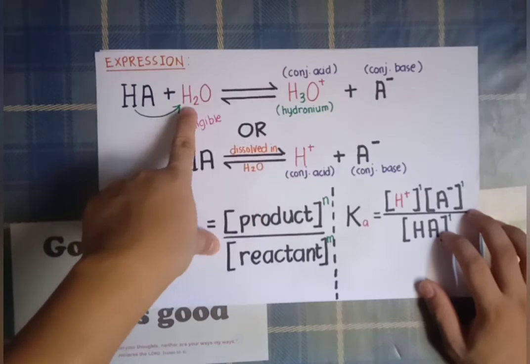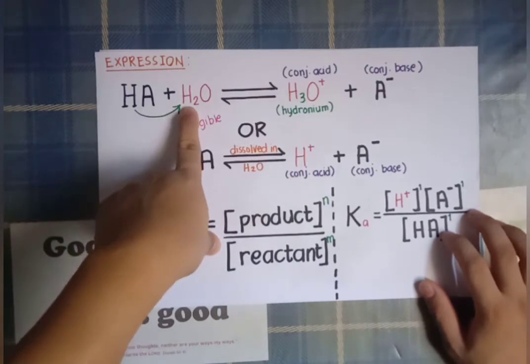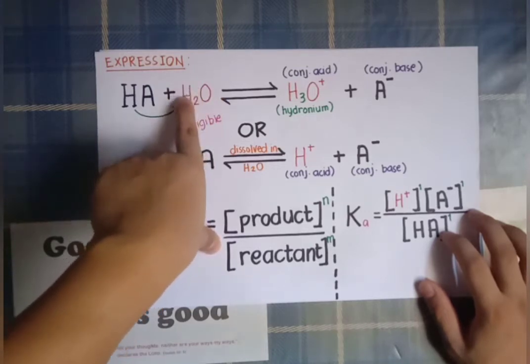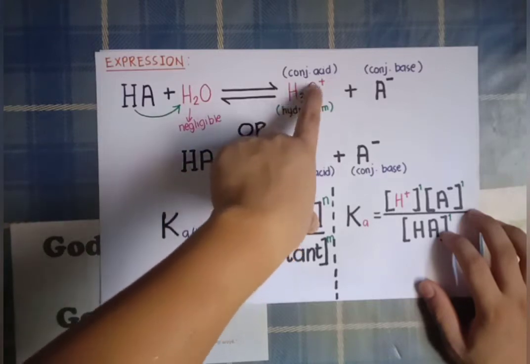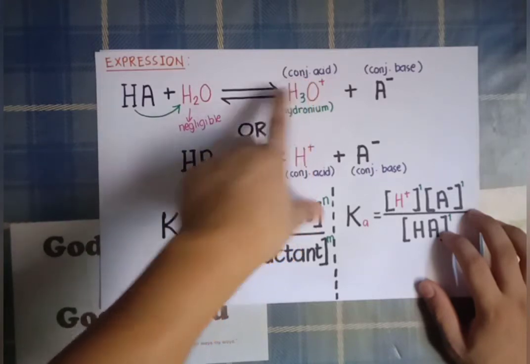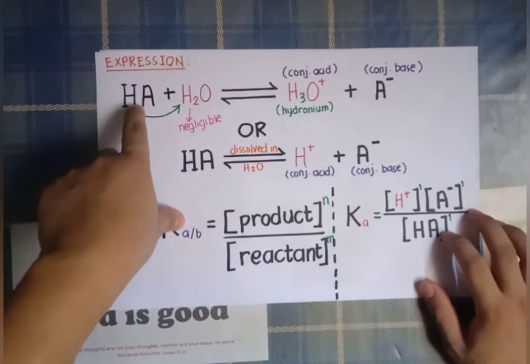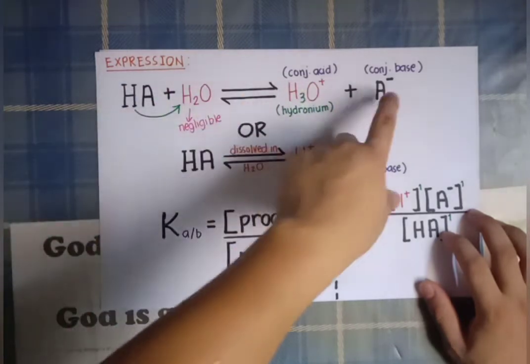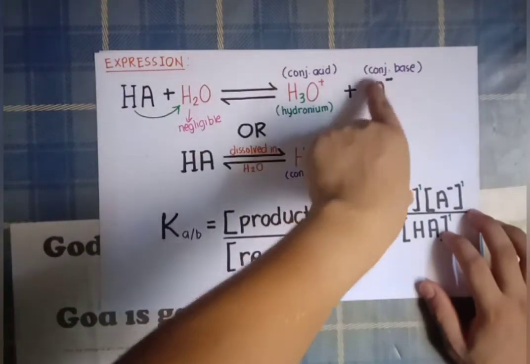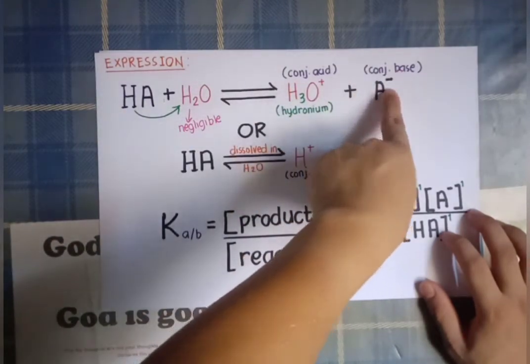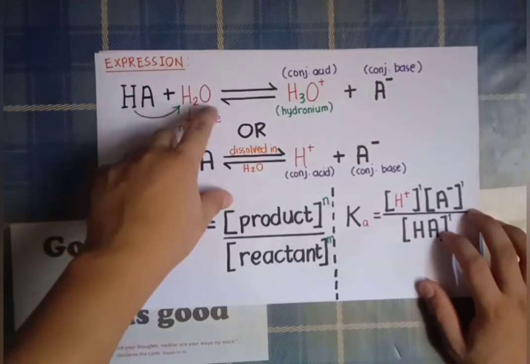So again, ang magka-partner lagi ay base and conjugate acid, and acid and conjugate base. So this is our base, and it turned now into H3O positive, and this is now our conjugate acid. On the other hand, our HA here, after it donated hydrogen, turned into A negative. From an acid, it turned into a conjugate base.